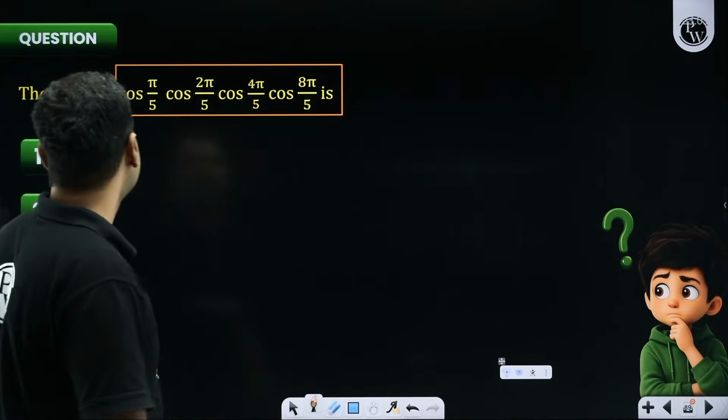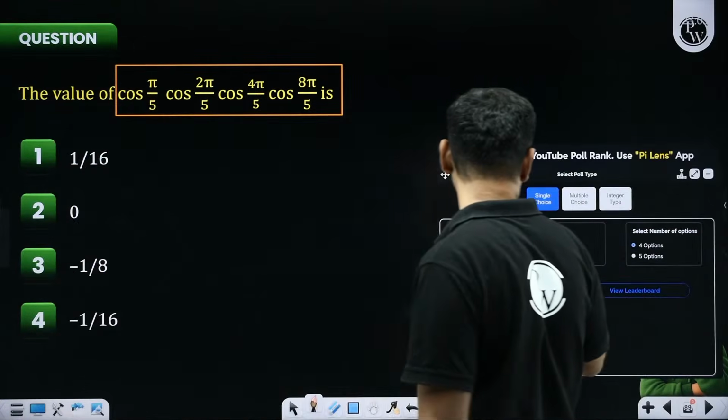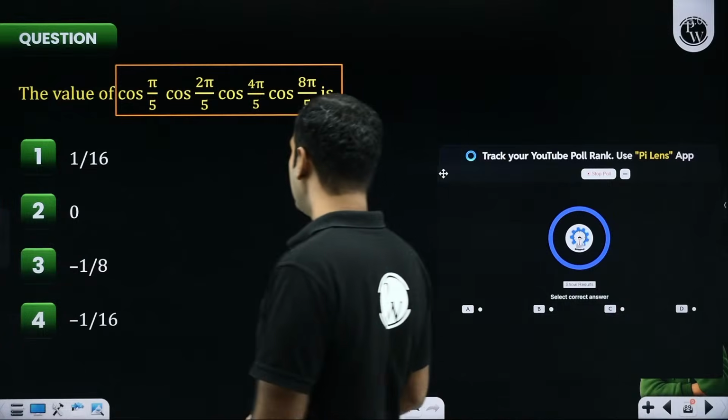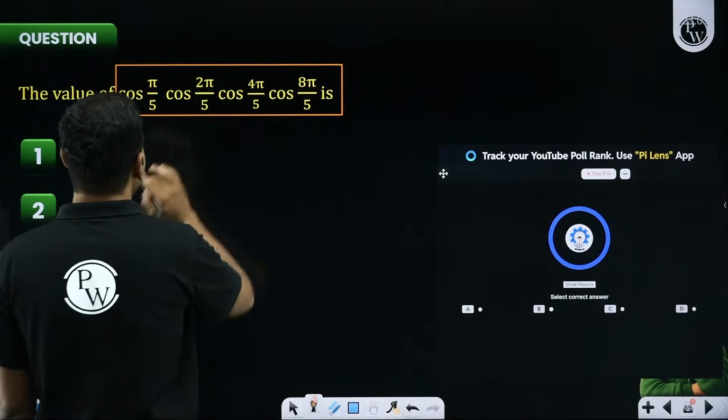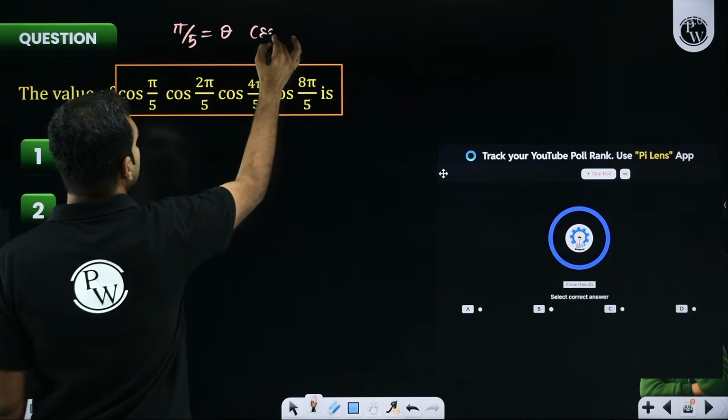I'll demonstrate it. Pay attention everyone, I'll start a poll so that you can participate. If you genuinely know the answer, do let me know. So here I'm saying this is cos pi by 5. For a while, just to simplify my efforts, I'm saying cos pi by 5 is theta.